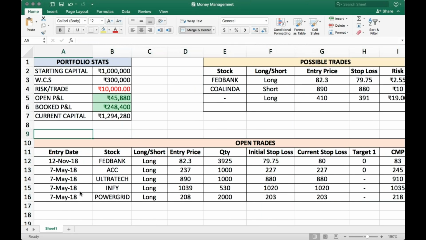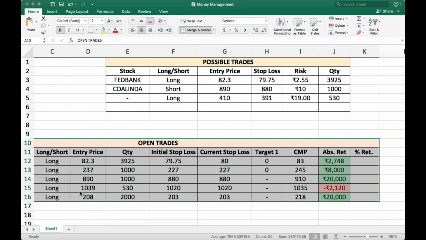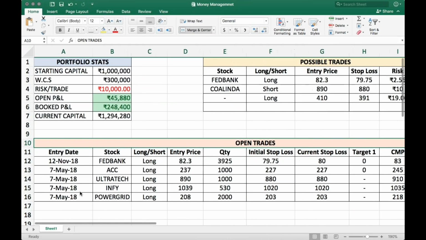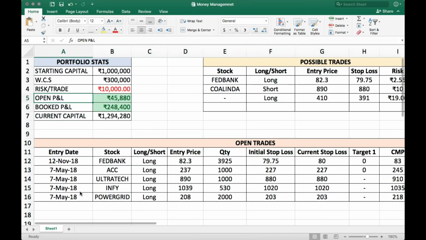So like this, depending on your preparation and your possible trades, you will have a table of open trades. Based on your entry and CMP, you will have either profit or loss here. If you add up these profits and losses, will it give you the open profit and loss? Simple. If you have 4-5 trades open, and you add up those trades' profit and loss, the total is your open P&L.